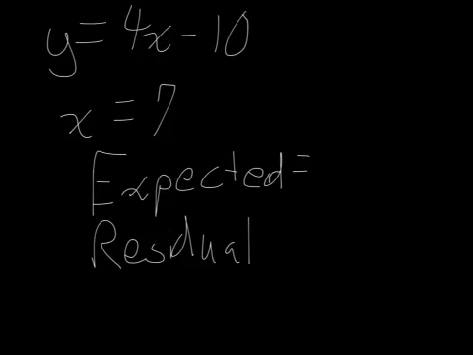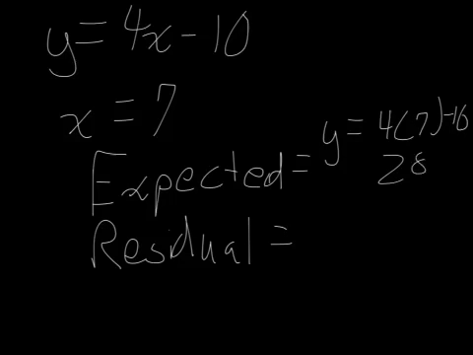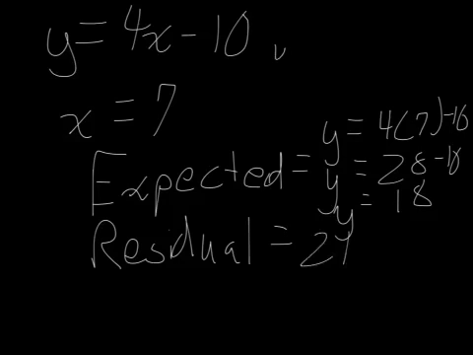Alright, so to find our expected value, we're going to do y equals 4 times 7 minus 10. 4 times 7 is 28, minus 10 is going to be 18. Oh, you can't find the residual because I didn't give you an actual value. Let's say the actual value is 21. So if the actual value is 21, our residual is going to be 21 minus 18, our actual minus our expected, which is going to equal 3.